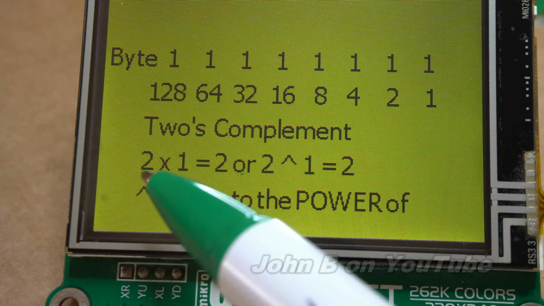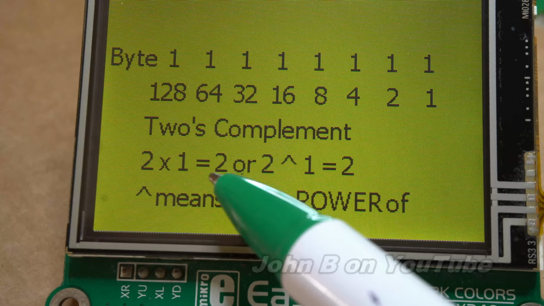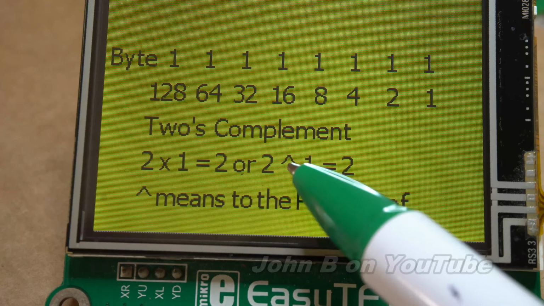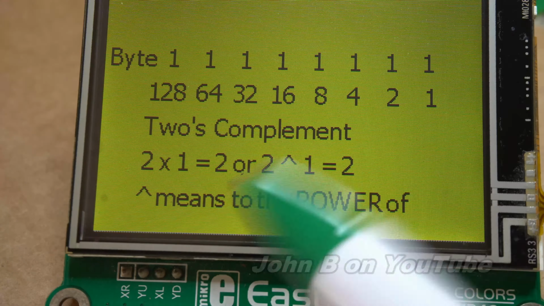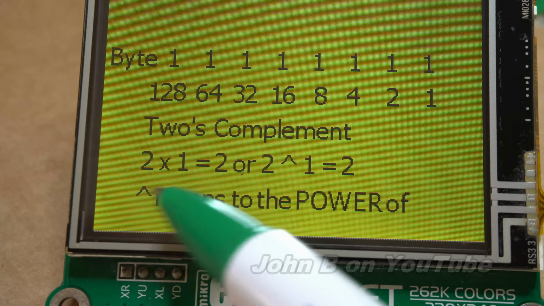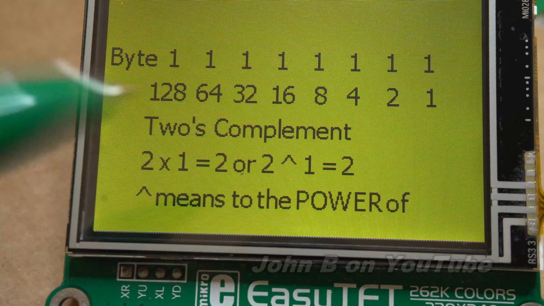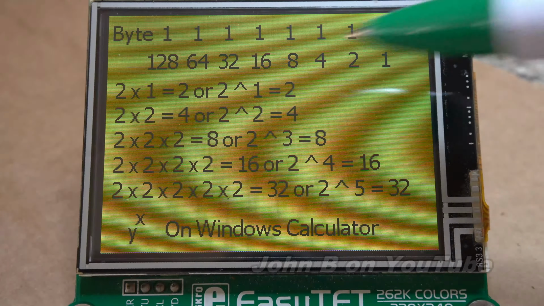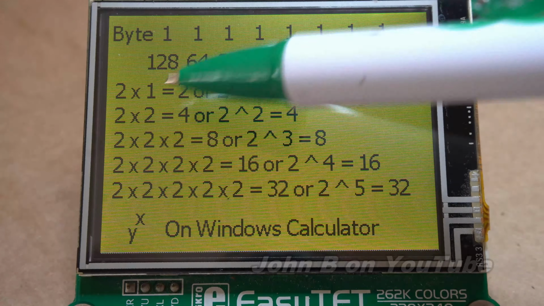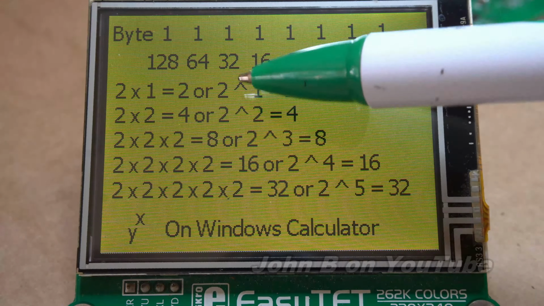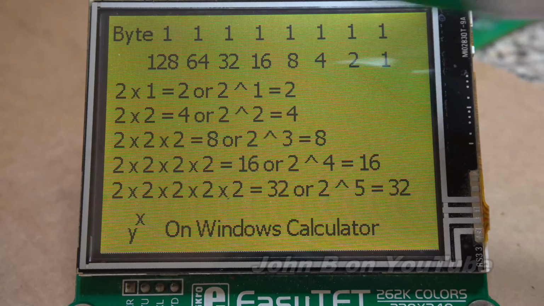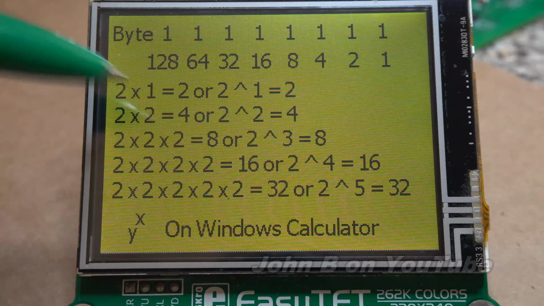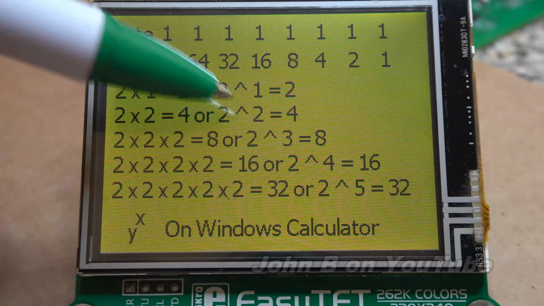These are powers of 2, so 2 times 1 equals 2, which is the same as writing 2 to the power of 1 equals 2. This symbol here means to the power of. It's actually known as a caret. Now we know this is powers of 2, so 2 times 1 equals 2, or 2 to the power of 1 equals 2. See here, 2 times 2 equals 4, or 2 to the power of 2 equals 4.